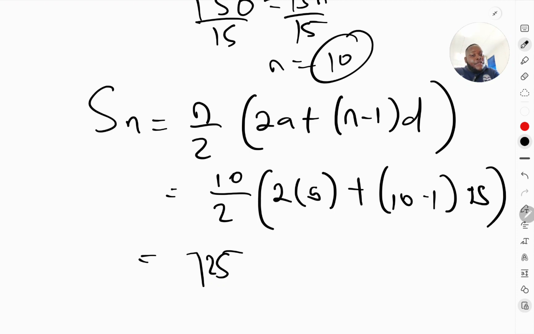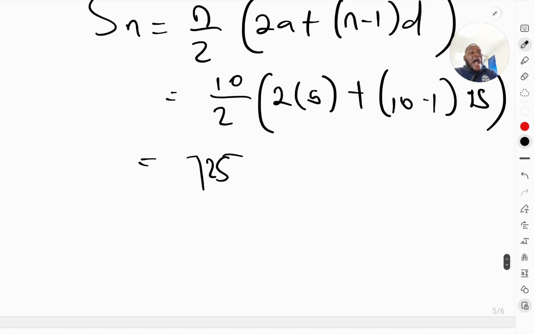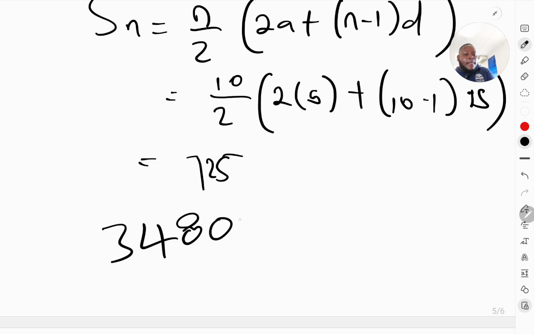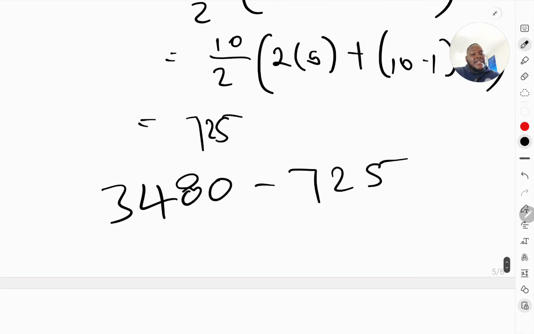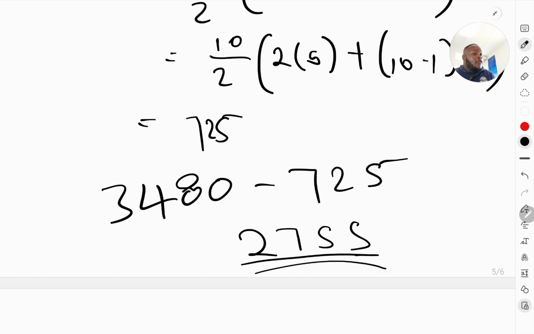So the sum for those that are divisible by 5 is 725. So it means if I'm looking for the sum for those that are not divisible by 5, I'll have to add everything, which gave me 3,480, minus those that are divisible by 5, which is 725. Therefore, it will give me the sum of all the numbers that are not divisible by 5. So I'll have 3,480 minus 725, which is going to give me 2,755. It means the sum of all numbers that are not divisible by 5 is 2,755. Thank you so much.